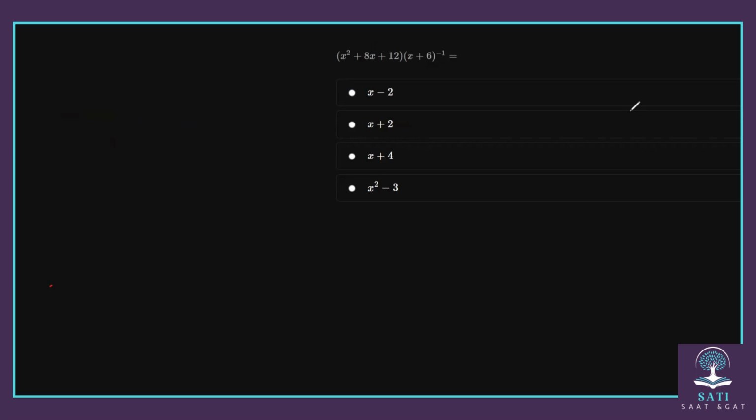x squared plus 8x plus 12 times x plus 6 to the power negative 1. When I see this power negative 1, that means take it to the denominator and put it as division. So the question is like this: x squared plus 8x plus 12 divided by x plus 6. This is how we read it.